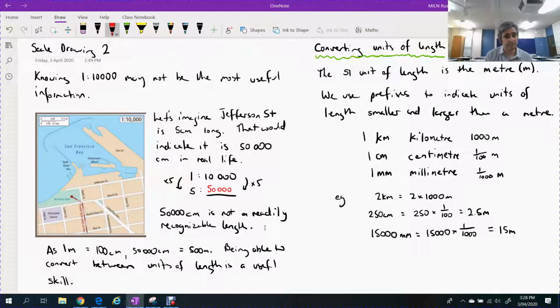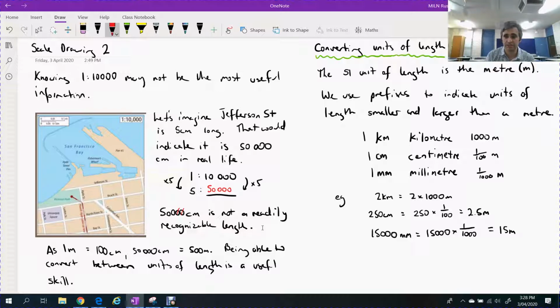But that's not a readily recognizable length. So let's think about something that is. A meter is equal to 100 centimeters. If we cross off 2 zeros there, we would say that it's 500 meters long. And we know 500 meters because that's half a kilometer. So it's a reasonable length. So being able to convert between units of length is a useful skill when looking at scale drawings. So let's have a quick look at how that's constructed and how it's been designed.